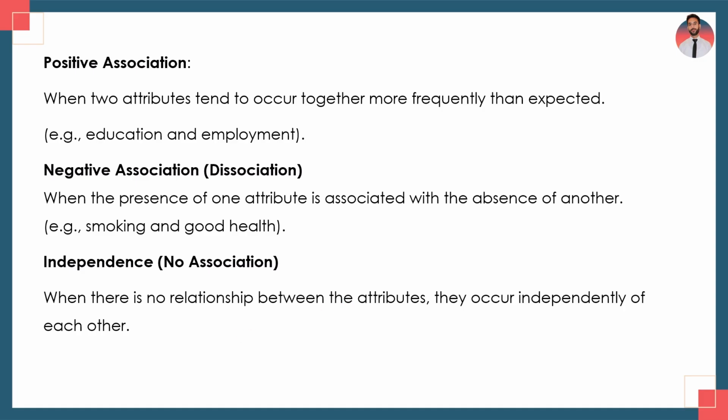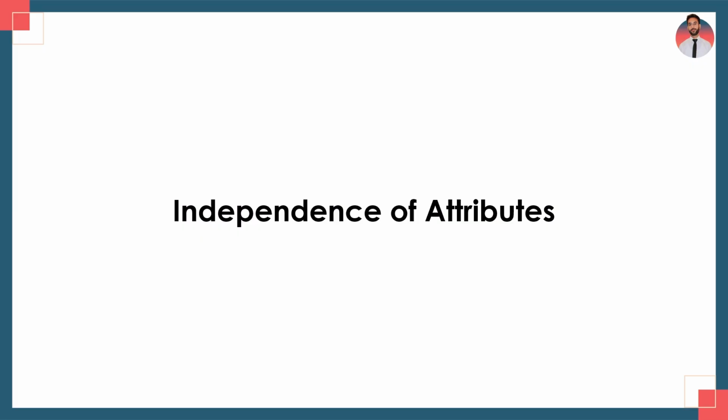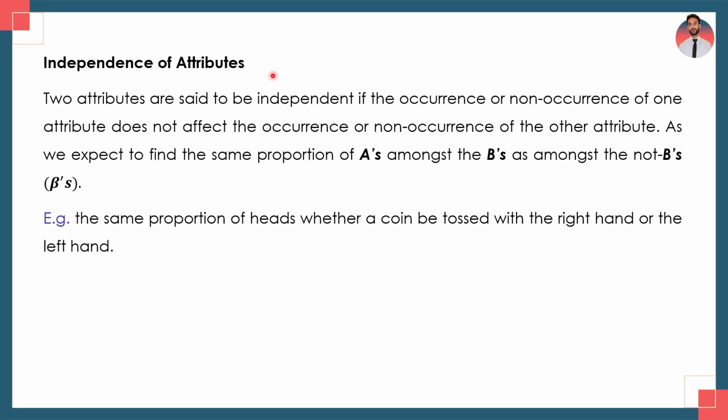So association of attributes means the attributes have positive association or negative association or independently occur. Now the fourth topic is independence of attributes. Two attributes are said to be independent if the occurrence or non-occurrence of one attribute does not affect the occurrence or non-occurrence of the other attribute, as we expect to find the same proportions of A's amongst the B's as amongst the not B's.